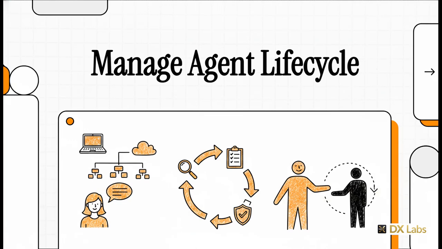Think about hiring a brand new employee. You wouldn't just hand them a laptop on their very first day and then completely ignore them for the next 3 years, right? Of course not. You check in on them, see how they're doing, make sure they actually have the right access to do their job, and eventually, maybe help them transition out of that role. Well, managing a Microsoft 365 Copilot agent is exactly the same thing.